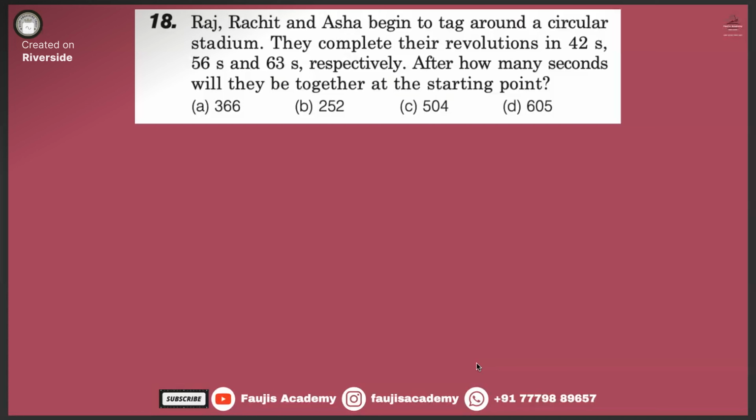Yes, guys. What do you think about this question? Raj, Rachit, Asha begin to run around a circular stadium. They complete their revolutions in 42 seconds, 56 seconds, and 63 seconds, respectively. After how many seconds will they be together at the starting point? Yes, guys. Yeah, that's correct. So what we basically need to find over here, Raj, Rachit, Asha. 42, 56, and 63.